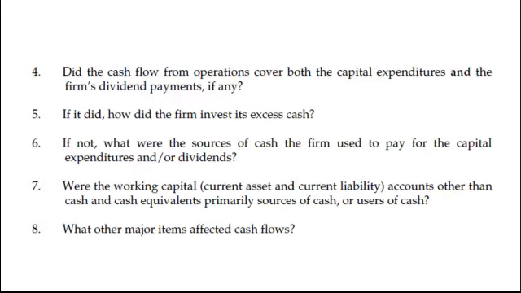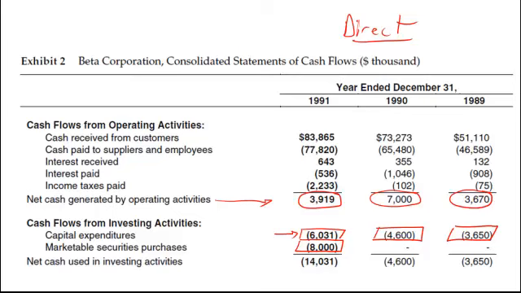Next, we're being asked about the cash. Was the cash enough to also cover dividend payments? So if we had enough cash to cover capex, did we also have enough cash to cover dividend payments? In 89 we really had enough cash to cover only the capex, but let's look if we even have dividends. We should look for dividends under financing activity.